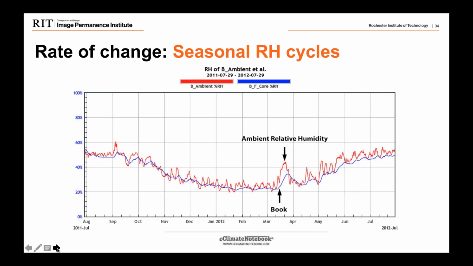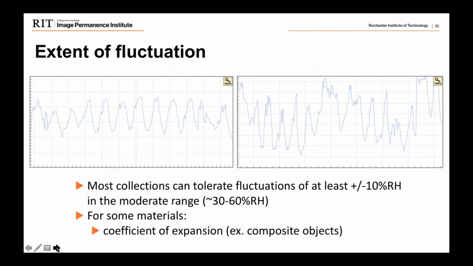This graph is meant to illustrate that, when we do see seasonal cycles in relative humidity, the objects are feeling that. So even though they might not feel the short-term changes, those longer-term trends are definitely being felt by the objects. So that's where we want to focus our efforts. Okay, in terms of the extent of the fluctuations, consistently, most studies have found that objects can actually tolerate much larger fluctuations than what was originally thought. So plus or minus 10%, even 15% is really okay. Again, the main thing is that we need to stay within that safe range and avoid extreme conditions.